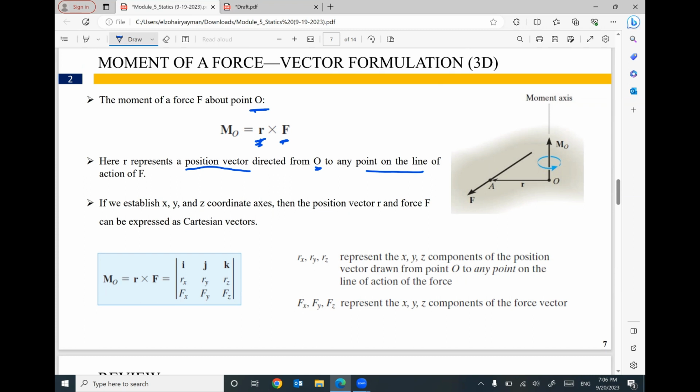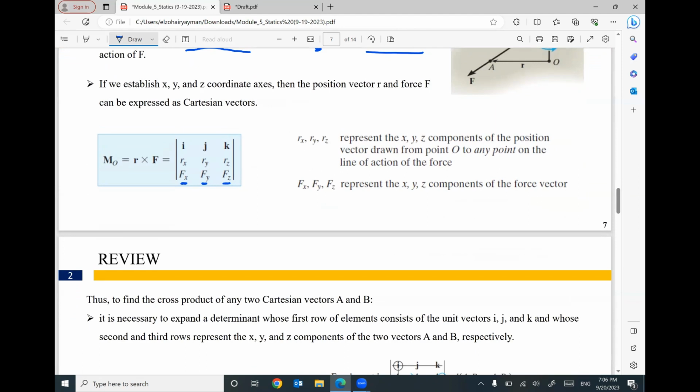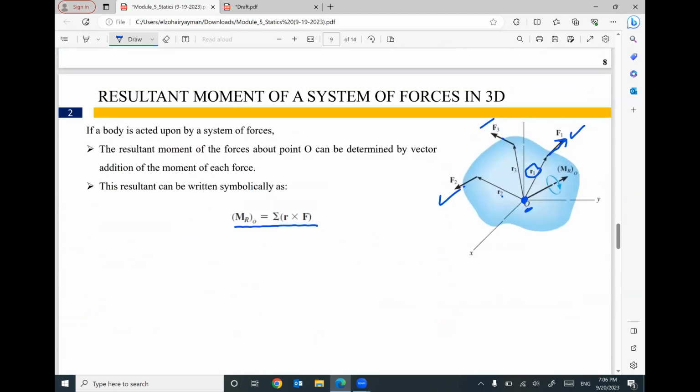How to do the cross product? We need to set up this determinant and put the first row i j k, the second row the 3 terms for the position vector, and the third row the 3 terms for your force. Then the final value will be a vector, not just one value. If you have many forces, I need to do this many times, once for each force, and add them together to find the final vector for the total resultant moment.